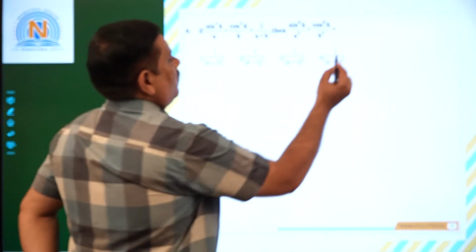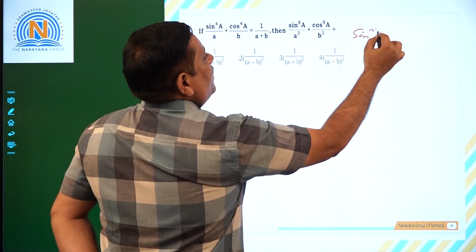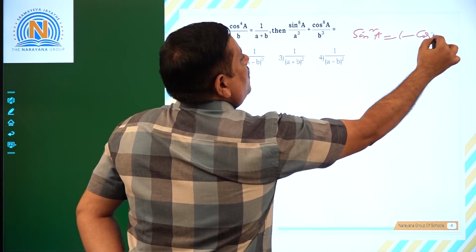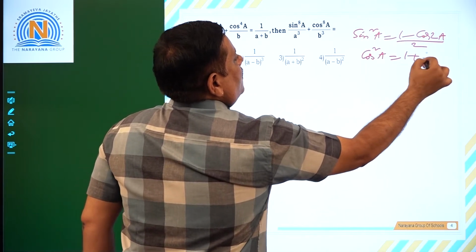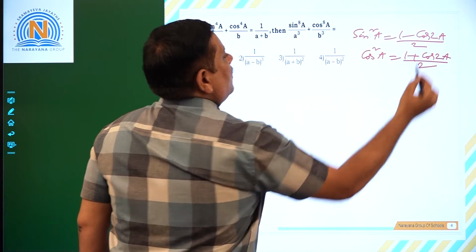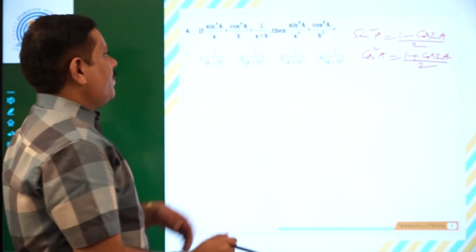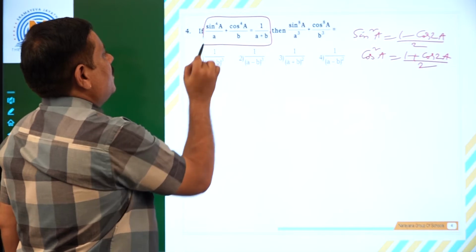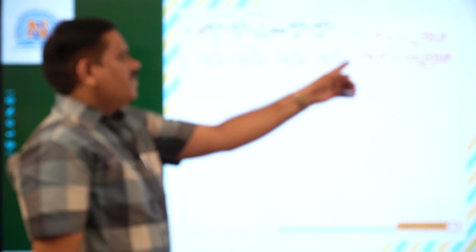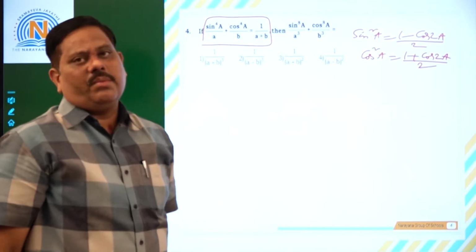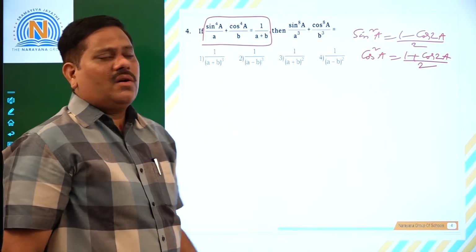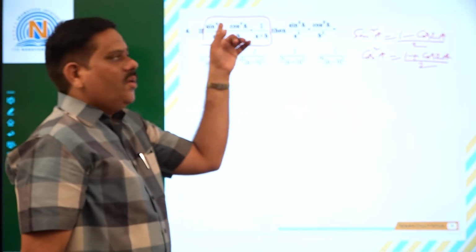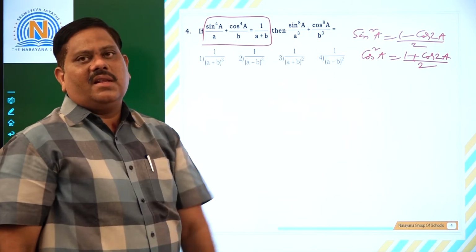For solving this problem, we take sin square a as 1 minus cos 2a by 2 and cos square a as 1 plus cos 2a by 2. Using this result, we are going to solve this problem. First step is, in place of sin square a we will substitute 1 minus cos 2a by 2. In place of cos square a we will substitute 1 plus cos 2a by 2. Thereby we simplify and we will get the value of cos 2a. Using that result we can simplify this and get the answer.